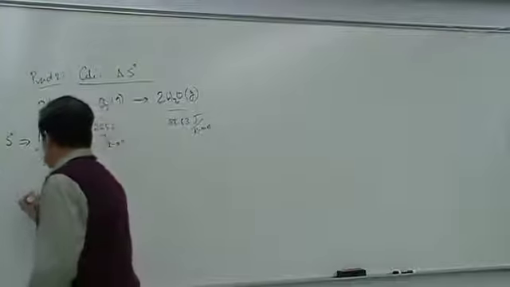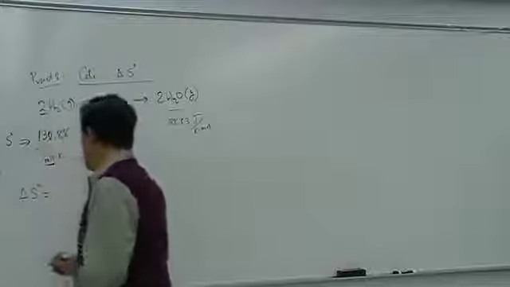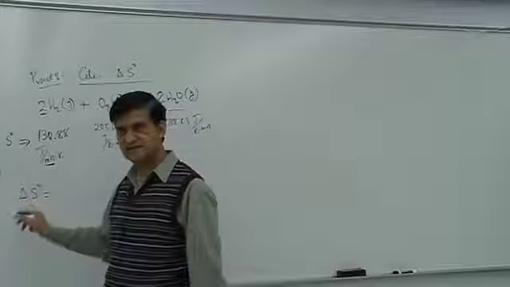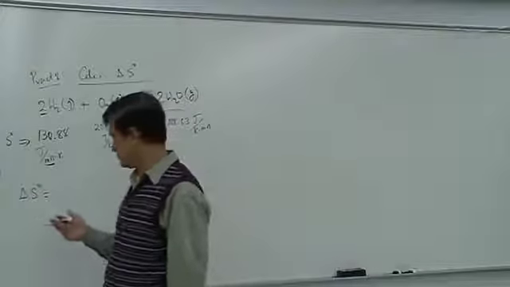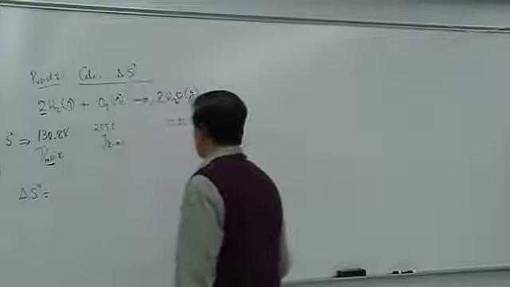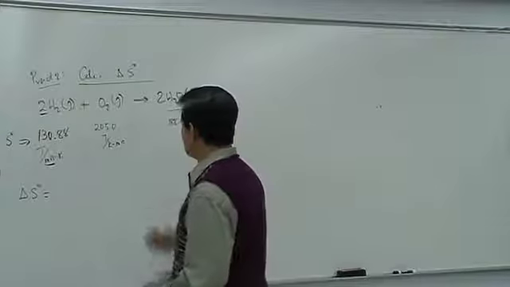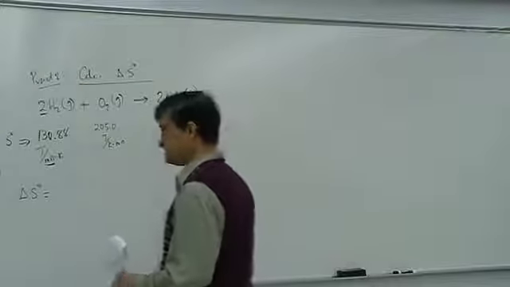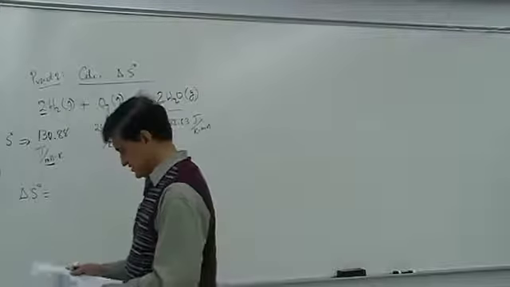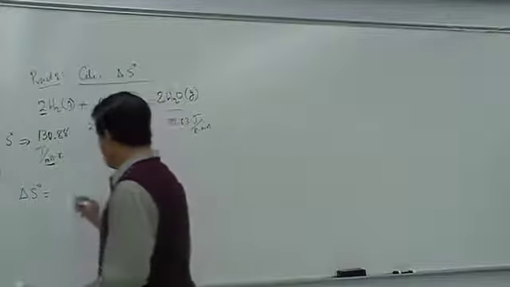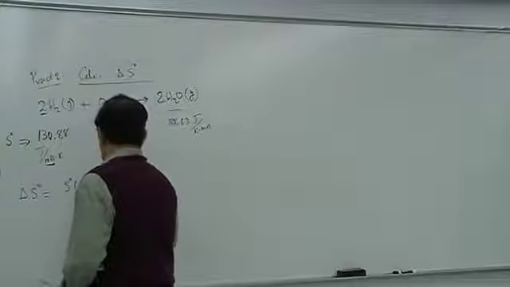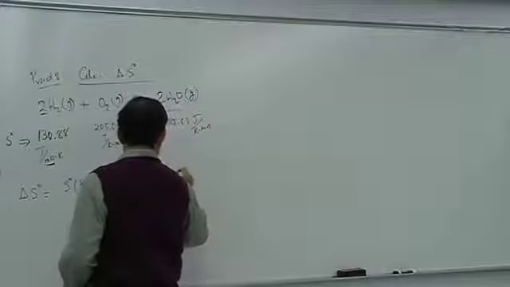So delta S0 is the change in entropy as you go from reactant to product. The superscript 0 stands for standard state. Standard state means room temperature, 1 atmosphere pressure, and if you're dealing with a solution, it will be 1 molar solutions. That's the standard state. So this is going to be S0 for all the products minus S0 for all the reactants.